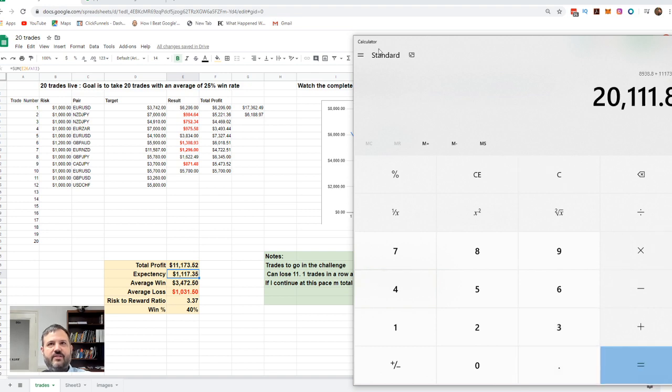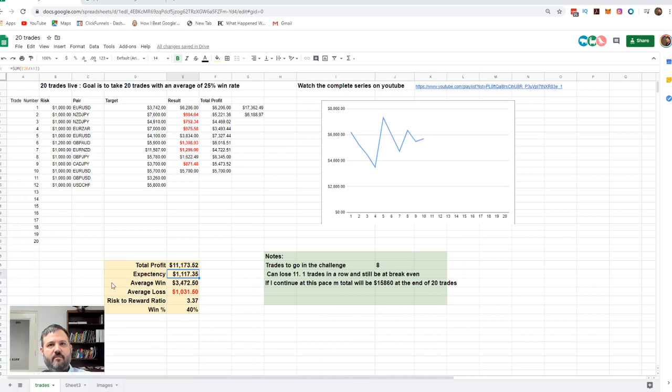So if I continue at this same pace that I'm on, I'll make $20,000 at the end of the 20 trades, which would be 20 trades, right? It makes sense. If my expectancy is $1,000 and I'm taking 20 trades, expectancy means what I'm expecting to make based off the math per trade. That makes sense mathematically. I mean, it'd be a little off, but I'd be closer to 21,000, but still.